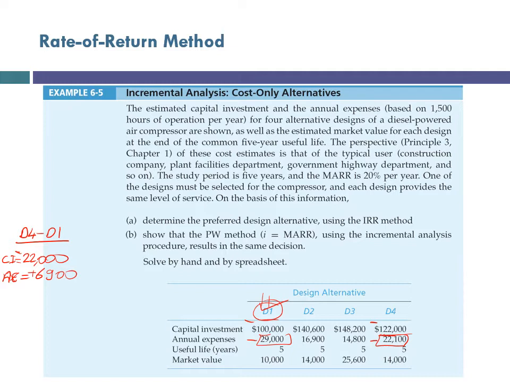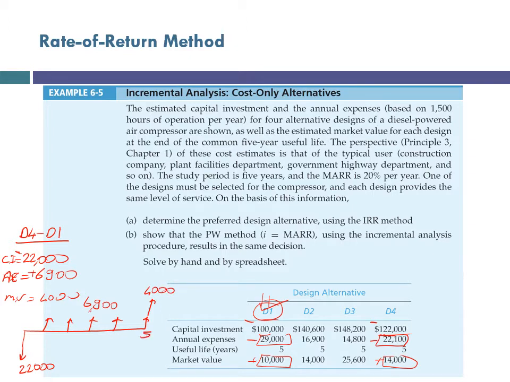And also, I need to subtract the market values. But these are already positive, both of them are positive. So the market value at the end will be 4,000. So if we sketch the cash flow diagram of this difference, we will have 22,000 at time 0. Useful life is 5 years. And at each year we have positive 6,900, and additionally we have 4,000 at the end of these 5 years.